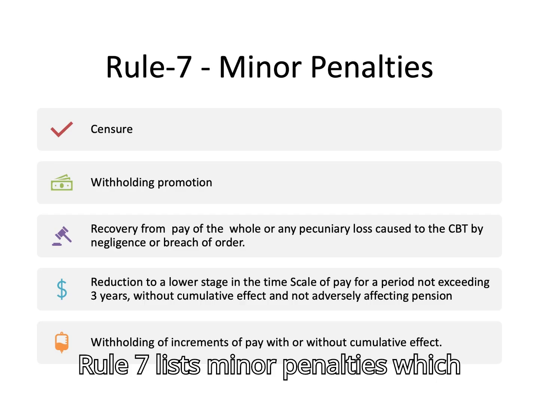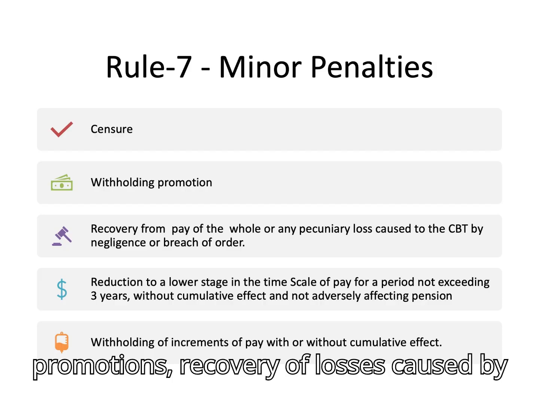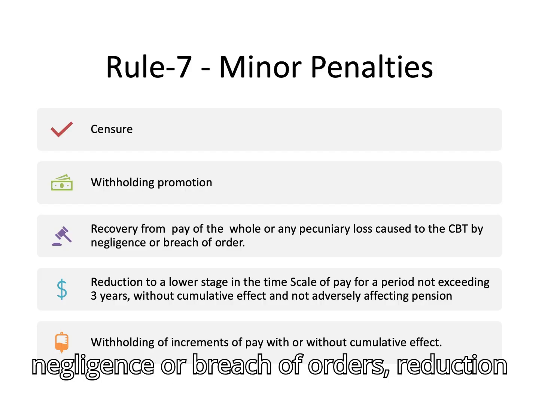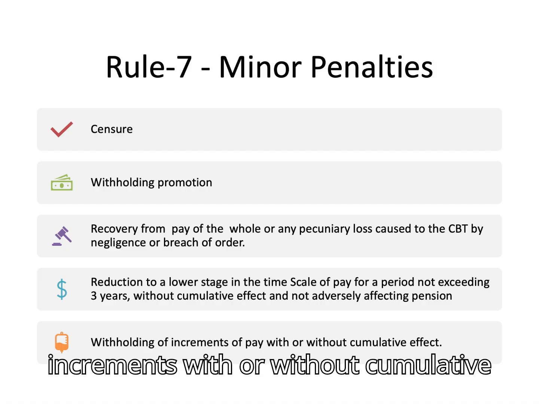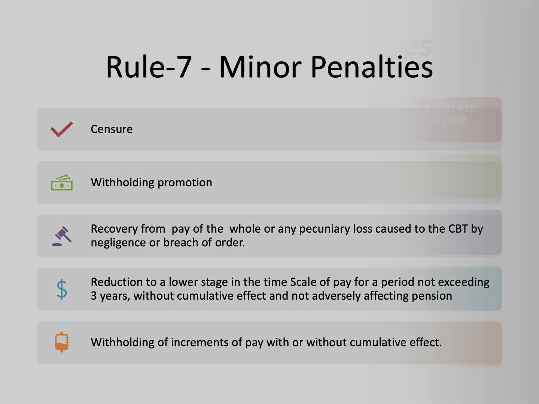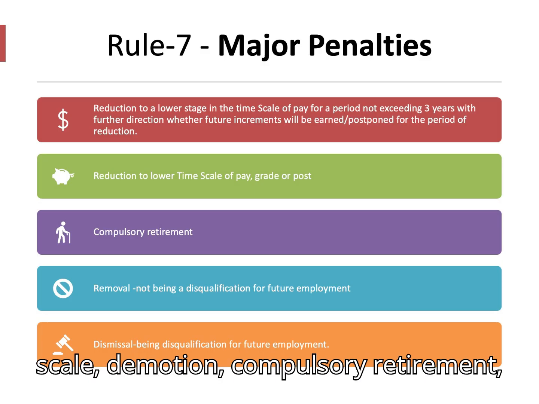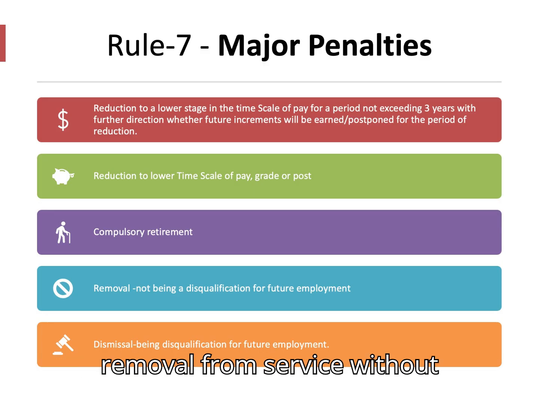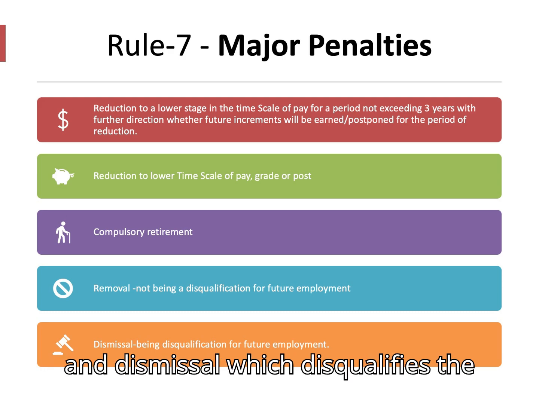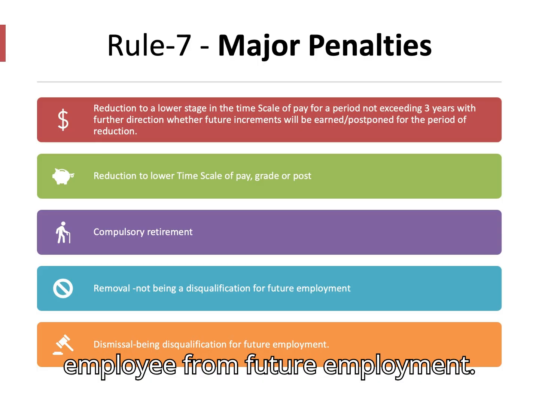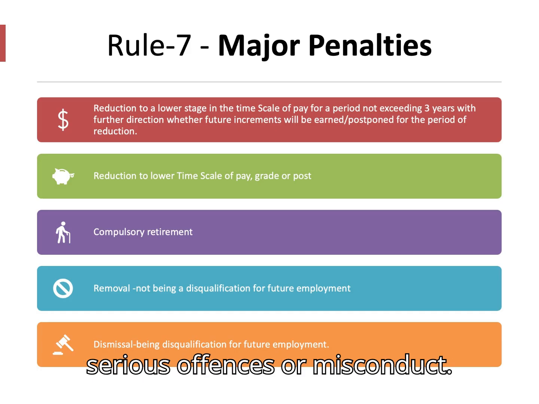Rule 7 lists minor penalties, which include censure, withholding of promotions, recovery of losses caused by negligence or breach of orders, reduction in pay for up to 3 years without cumulative effect, and withholding of increments, with or without cumulative effect. The major penalties under Rule 7 include reduction to a lower stage in the pay scale, demotion, compulsory retirement, removal from service without disqualification for future employment, and dismissal, which disqualifies the employee from future employment. These penalties are reserved for more serious offences or misconduct.